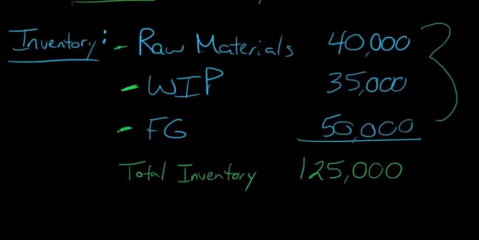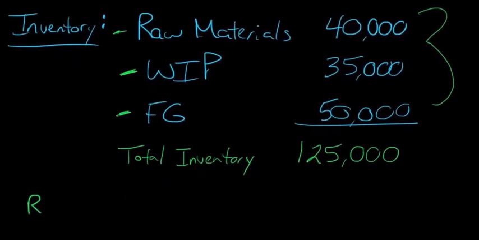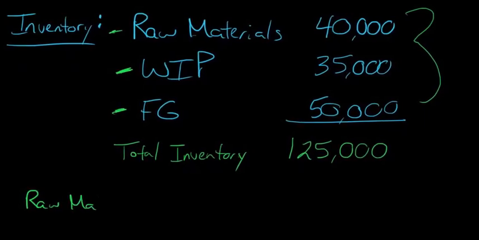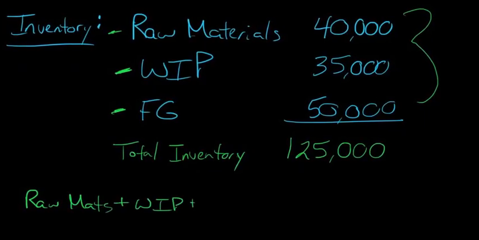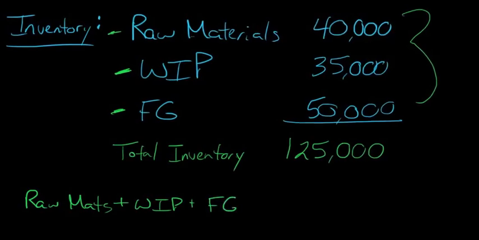So just remember this really simple basic equation: raw materials plus WIP plus finished goods, if we add all those together, gives us total inventory.